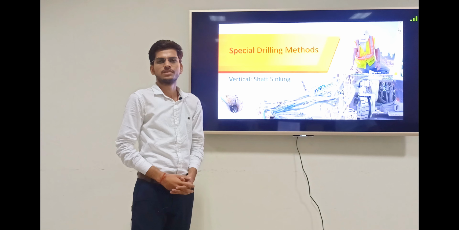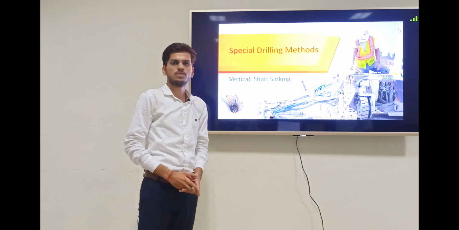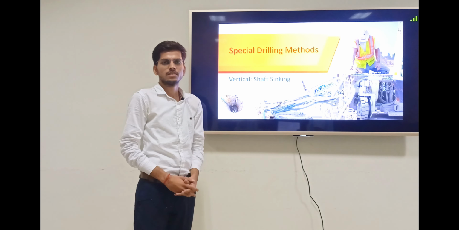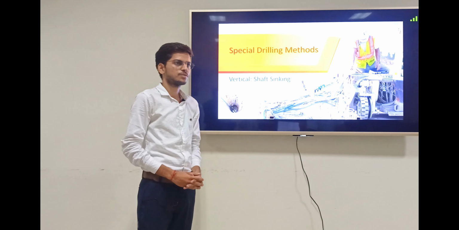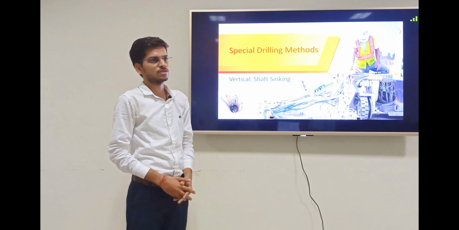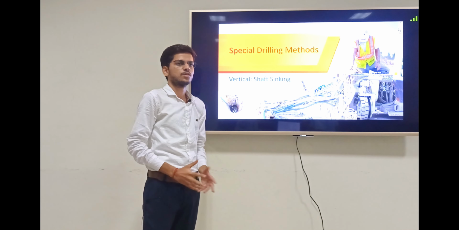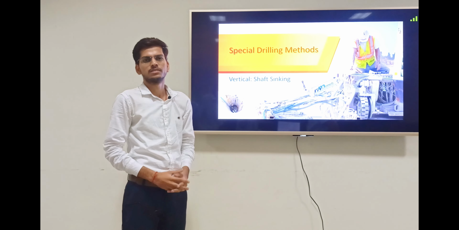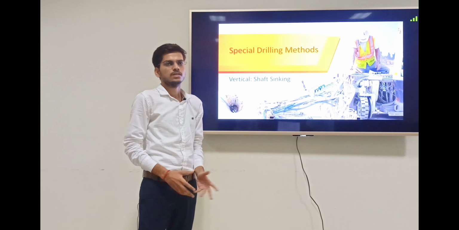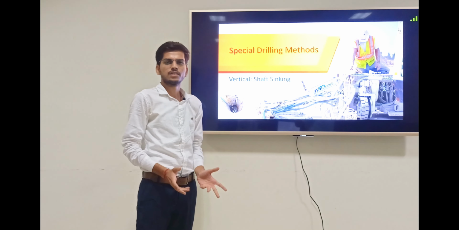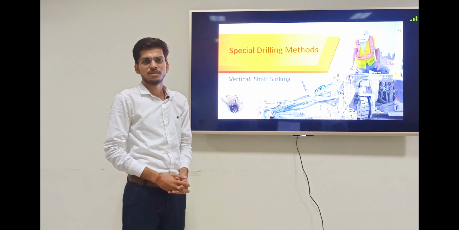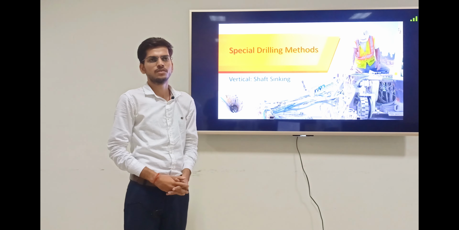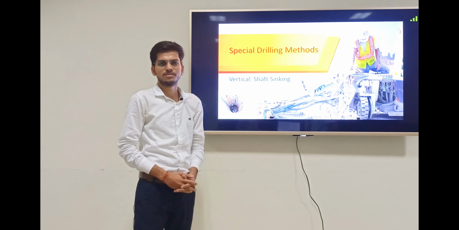Another topic is shaft sinking. First, we will come to know of the shaft. What is a shaft? A shaft is a vertical or inclined tunnel from the surface for the conveyance of men and material, hoisting ore, pumping water, and providing proper ventilation. Sinking is the work involved in excavating a shaft. Together, shaft sinking is the excavation of a vertical or inclined tunnel from the surface for the conveyance of men, material, hoisting ore, pumping water, and providing proper ventilation.